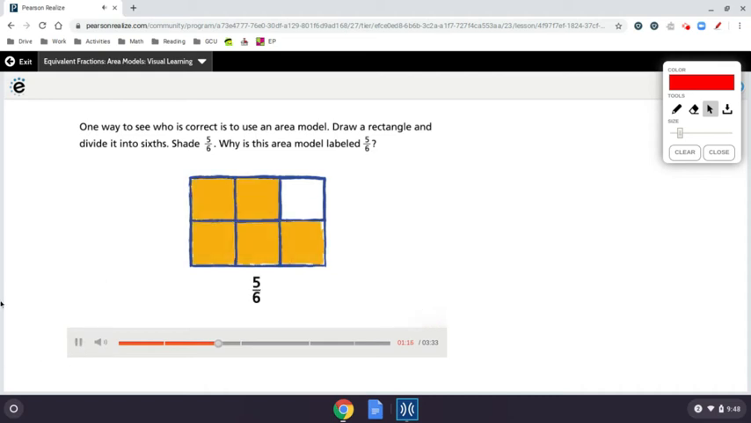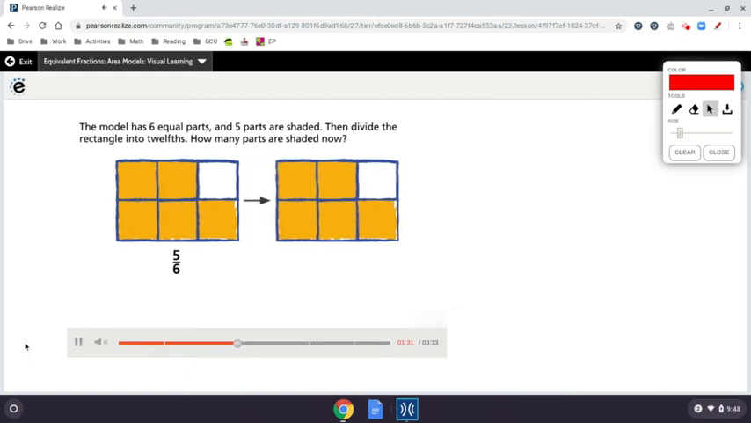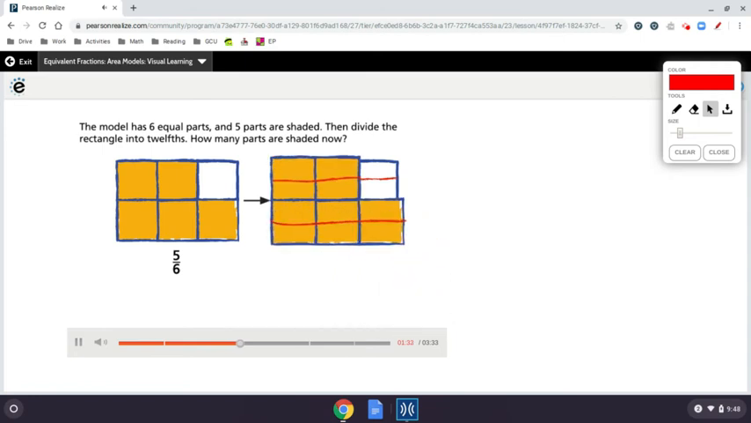Shade 5/6. Why is this area model labeled 5/6? The model has 6 equal parts, and 5 parts are shaded. Then divide the rectangle into twelfths. How many parts are shaded now?